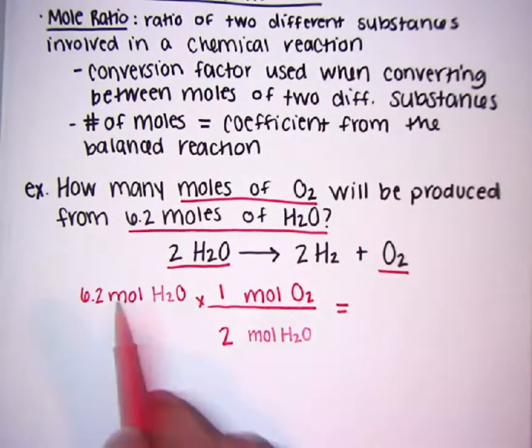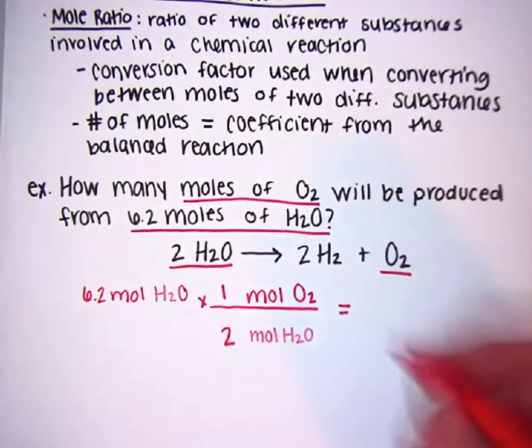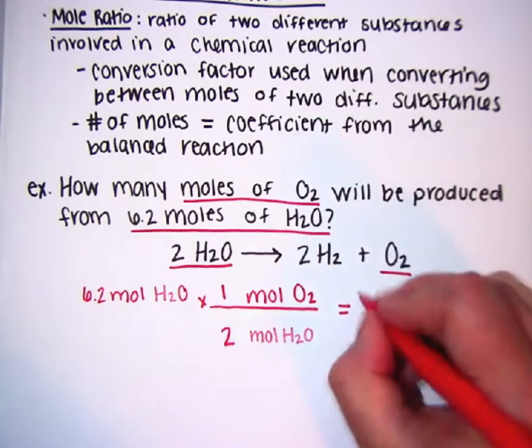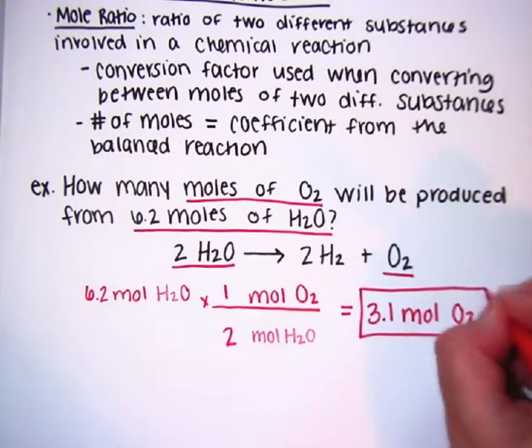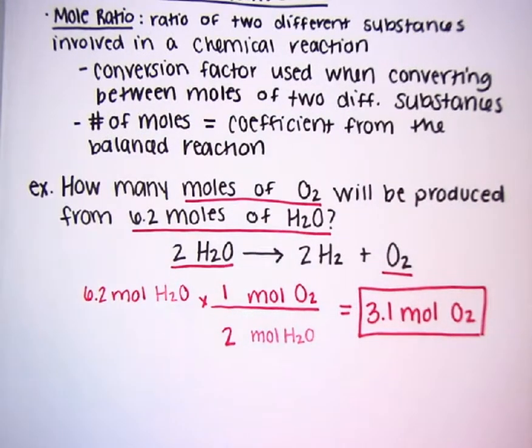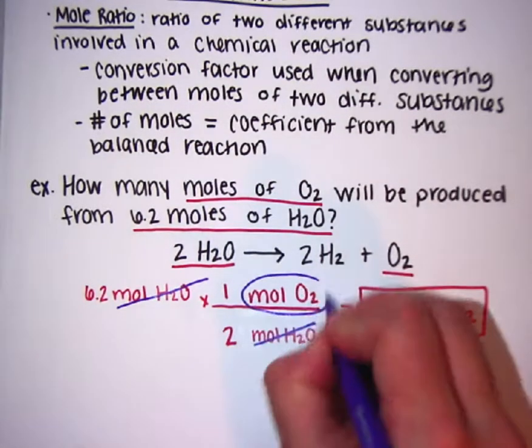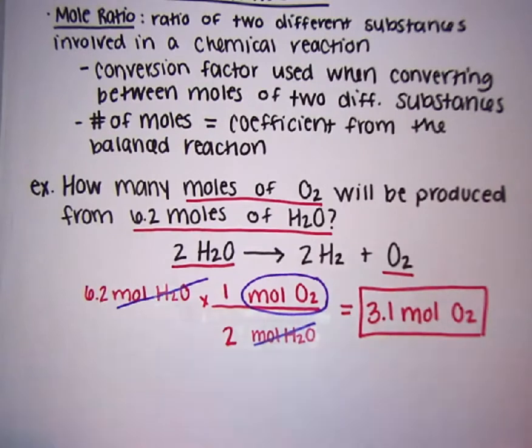Multiply across the top, 6.2 times 1 is 6.2, divided by 2, 3.1 moles of oxygen. Moles of water divided by moles of water cancel out, and we are left with moles of oxygen. And again, this should make sense. For every 2 moles of water, we can only produce 1 mole of oxygen. I'm going to have half as much oxygen as I have water. So if I'm starting with 6.2 moles of water, it should make sense that we're only producing half as much oxygen.